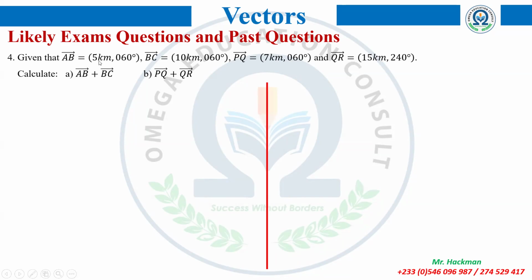You've been given the vector AB. This time around, it's in the magnitude bearing form. BC, all the vectors here are in the magnitude bearing form. What are we supposed to do? We are supposed to find the addition of vector AB and vector BC. Unlike column vectors and Cartesian vectors, where we can easily add directly, magnitude bearing vectors we cannot add directly. Though under certain situations we can add, and we have one of the situations here.